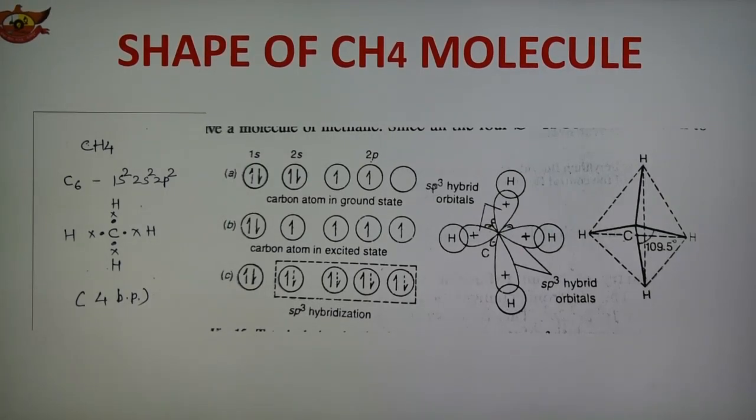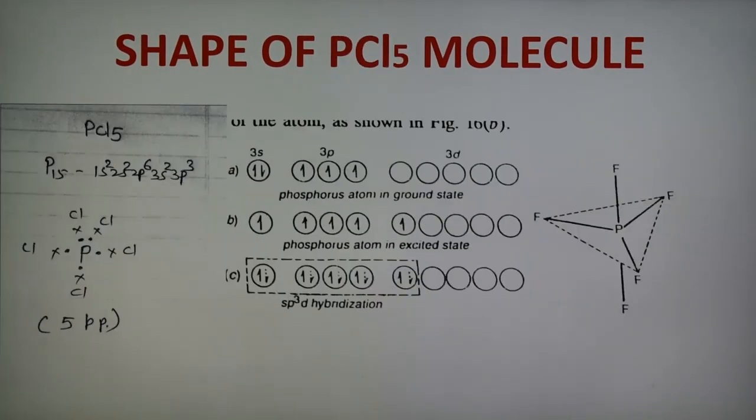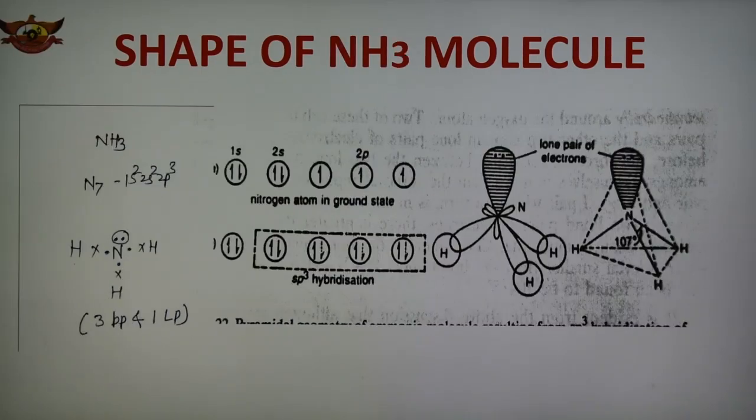And now the next example is ammonia. In the case of ammonia, this is also a case of tetrahedral, and a total of 4 electron pairs are present.